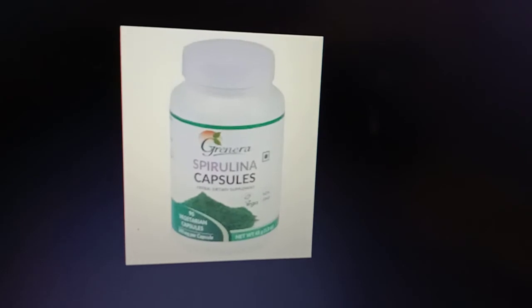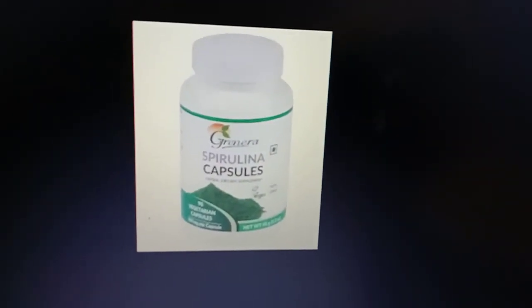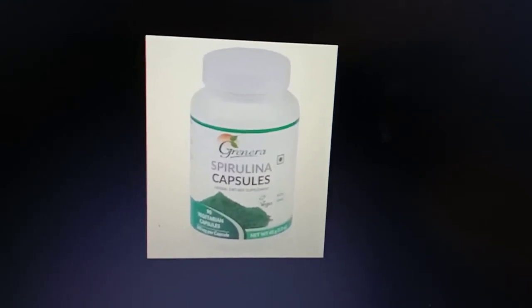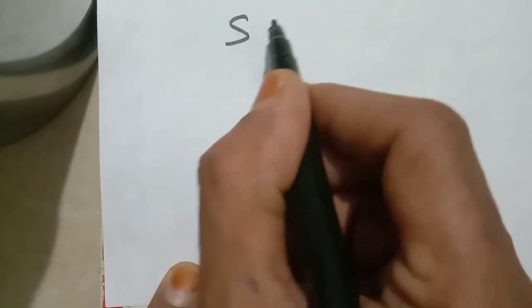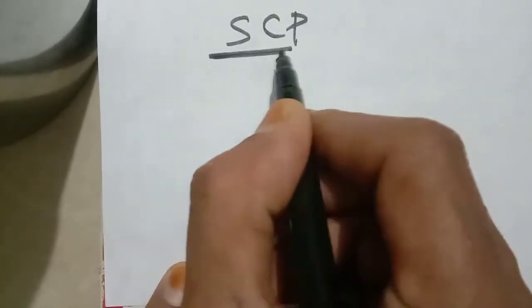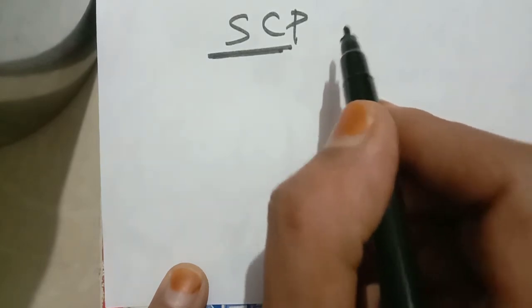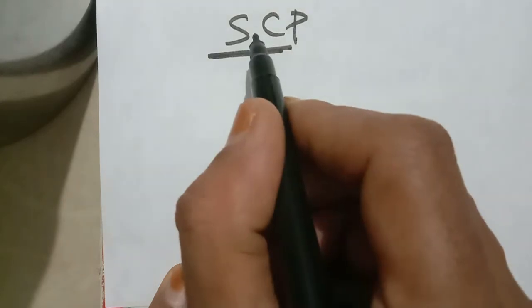The next important comment that will be asked is the commercial microbial product. The first one is spirulina. Once you identify it, you need to remember the difference. If the spiral-shaped spirulina is shown, you have to identify it as a spirulina organism. If it is kept in a bottle, you need to identify it as SCP.